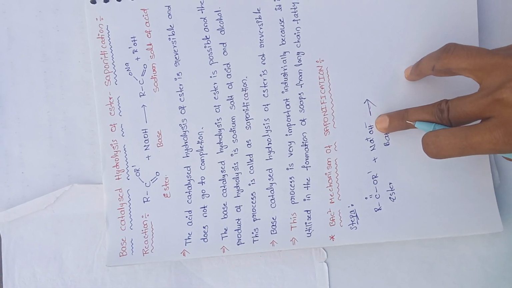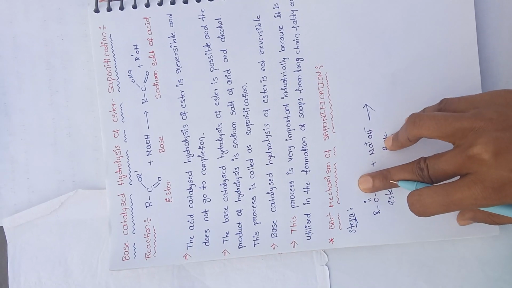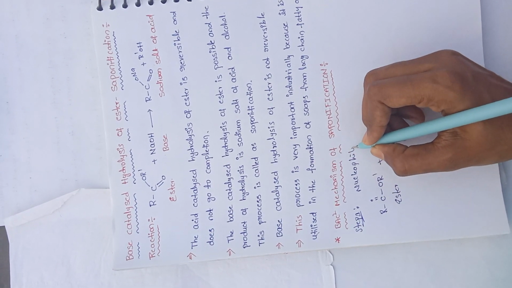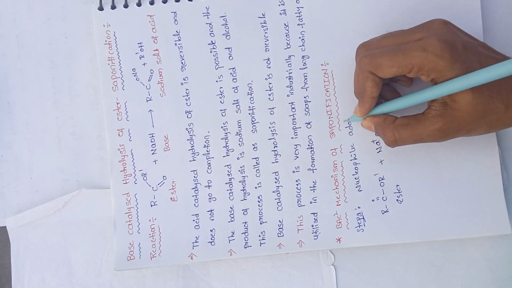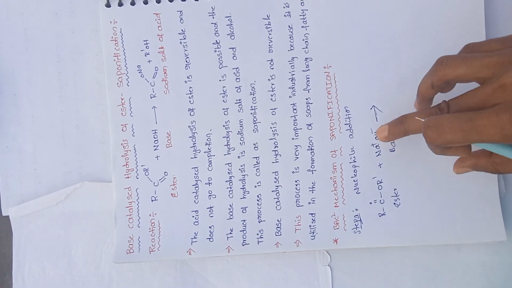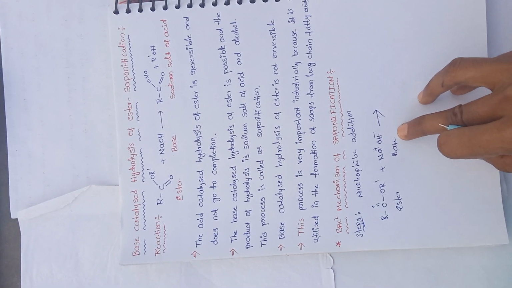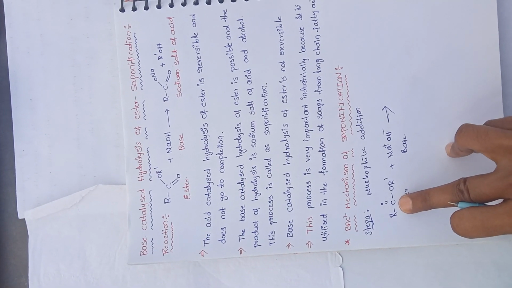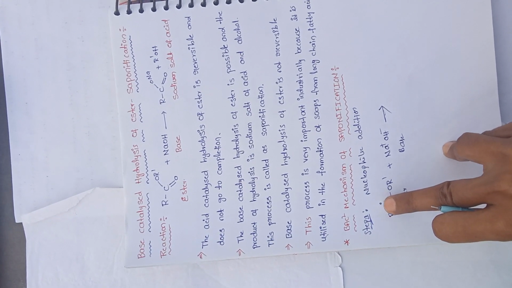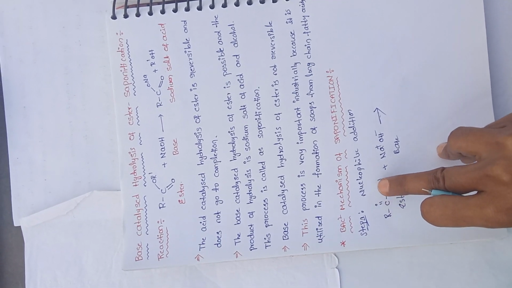The first formation is nucleophilic addition of OH. In this, what is the nucleophile? OH minus is the nucleophile. So the first step is nucleophilic addition. The ester carbon is highly electron deficient because it is attached to the highly electronegative atom, oxygen.